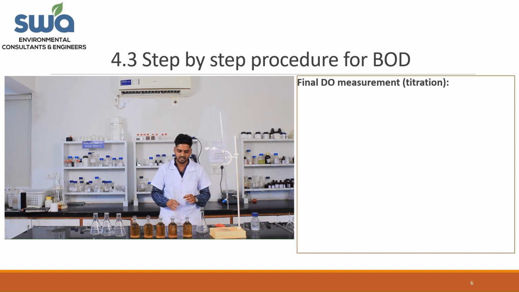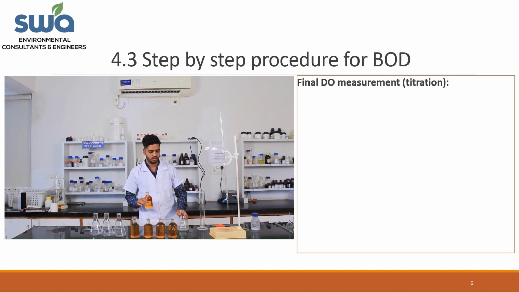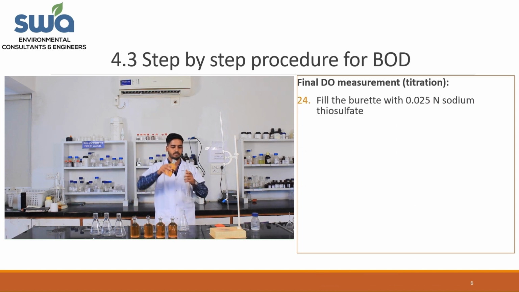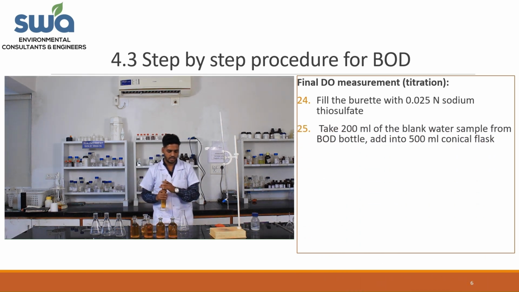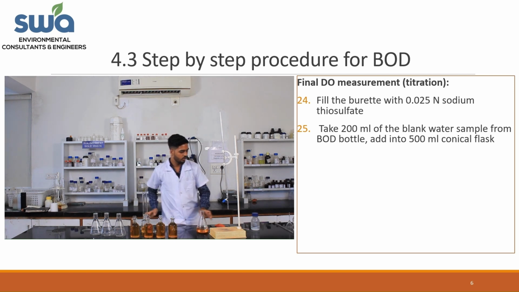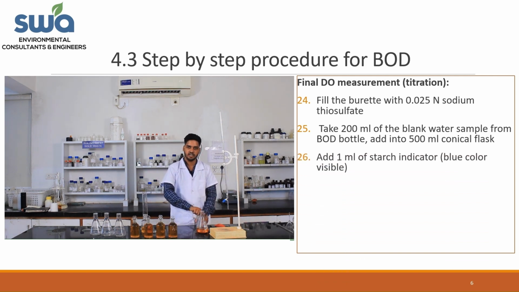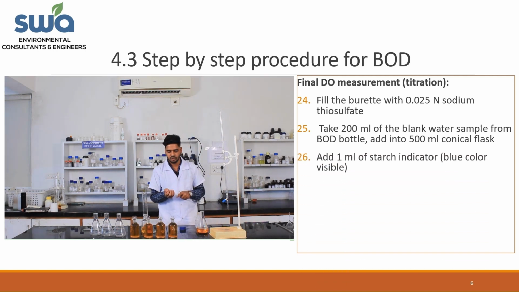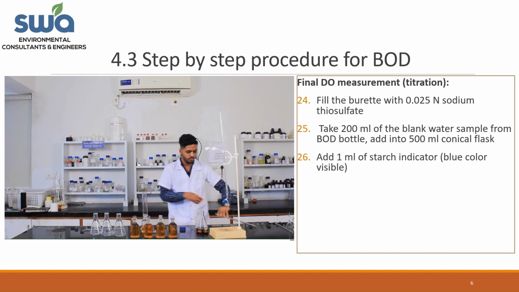So we will titrate this sample. Here we are taking the bottle of final blank, and we will measure 201 ml of the sample from this bottle and transfer it into a 500 ml conical flask. Now add 1 ml of starch indicator. We have to follow the same procedure as we did in the measurement of initial DO. You will be able to see the blue color appear.